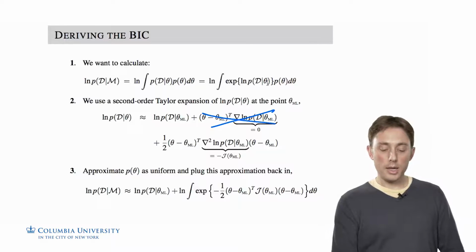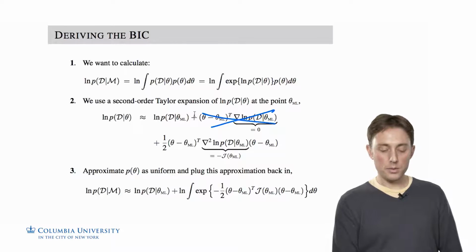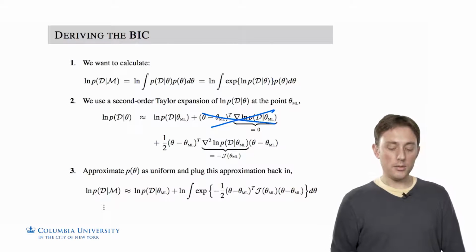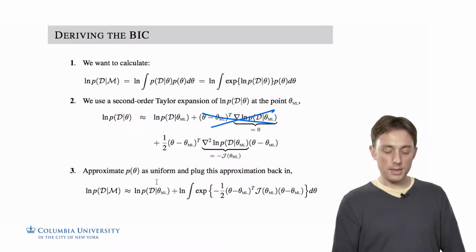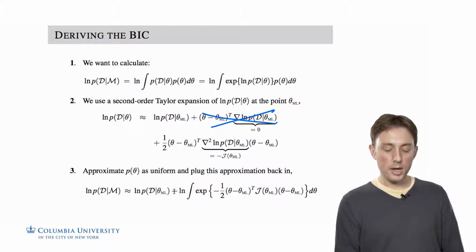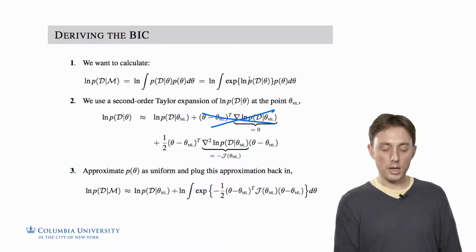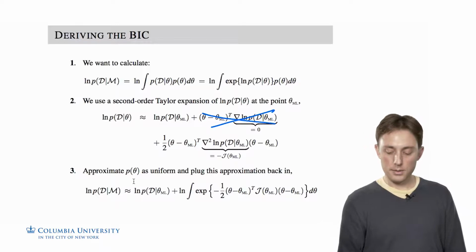Then if I take my log likelihood in this integral and I replace it with these two terms, what I find is that I can approximate the log likelihood of a data set given a model by the log likelihood of the data set where I evaluate that model at the maximum likelihood solution, plus the log of this integral. So I found this approximation by simply approximating this log likelihood with these two terms. Plugging them in, I get that this is approximately equal to this.